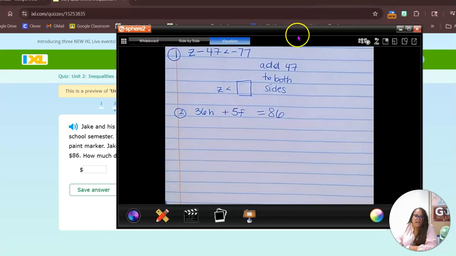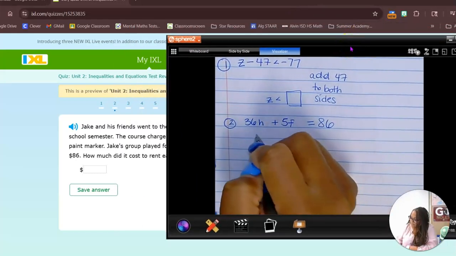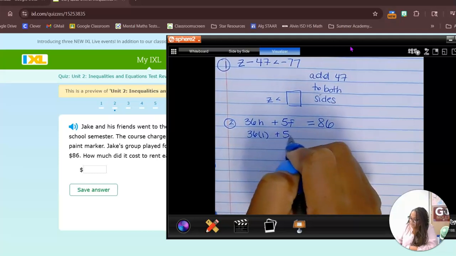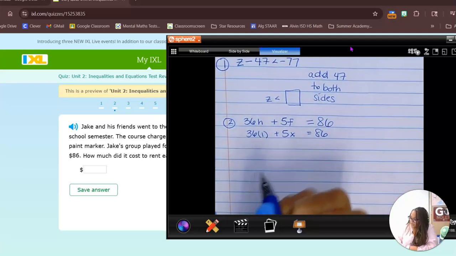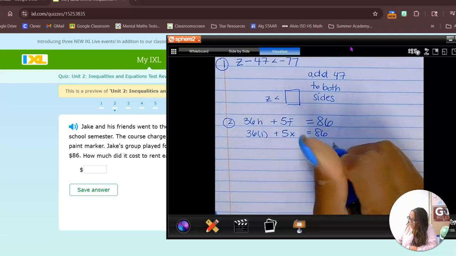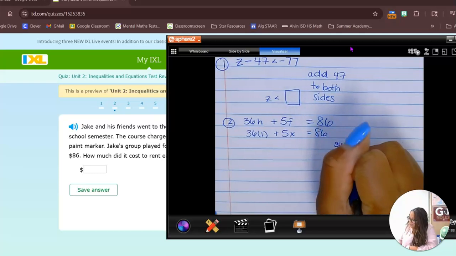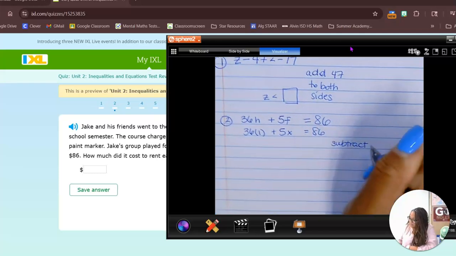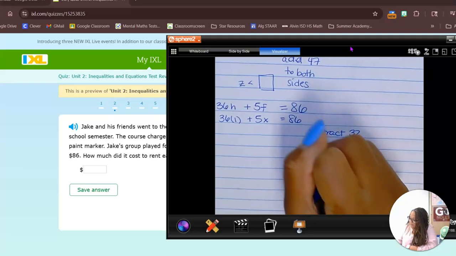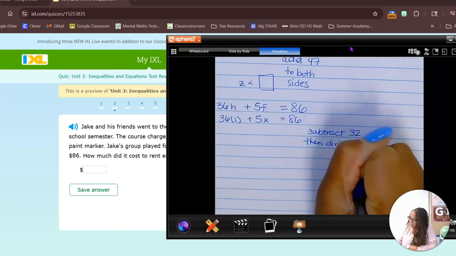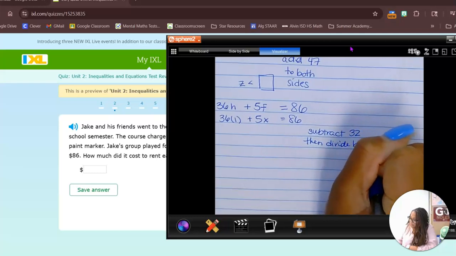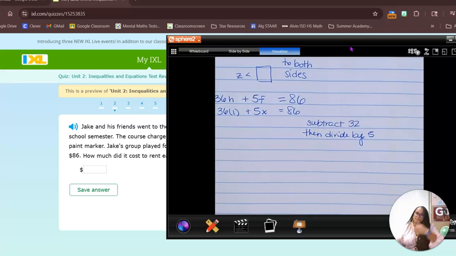So they told us that the hour is 1 hour. So then this is just 36 times 1 plus 5. We'll change this to x because that's going to be my unknown. I already know that there's 1 hour. So from here, I will subtract 32 from both sides, then divide by 5. And that will give you the cost for the paint markers.